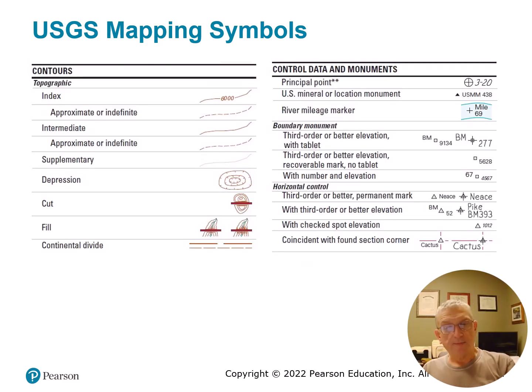Contours. We've been talking about this. This is great. Notice that here the index contour is bold and has the contour label in it. This may be out in Colorado somewhere. It's a 6,000 foot contour line. Approximate or indefinite contours are going to be shown in dashed lines. That's where, for whatever reason, they didn't have good data.